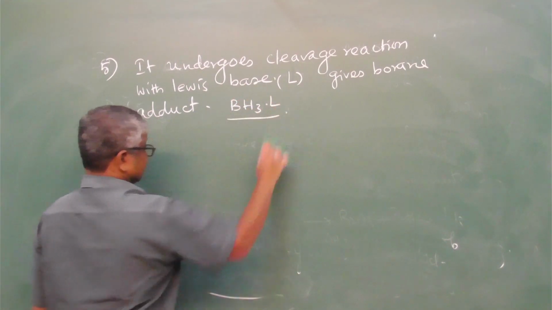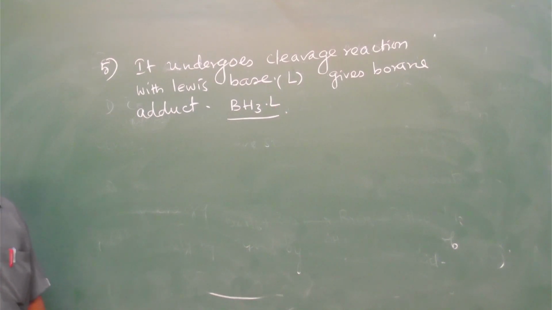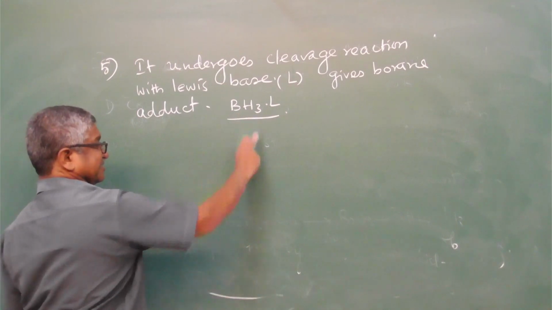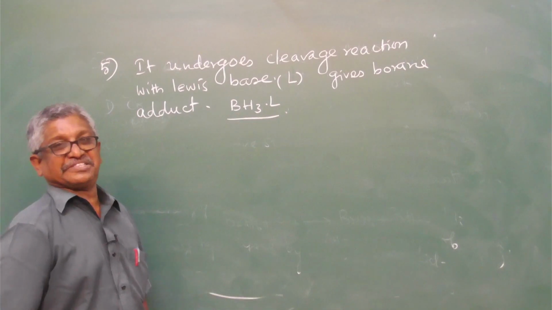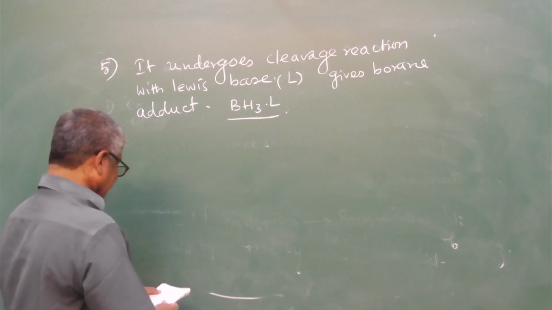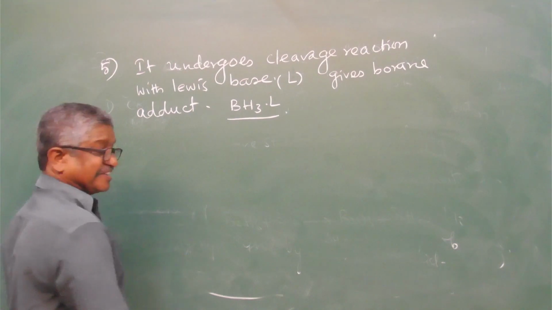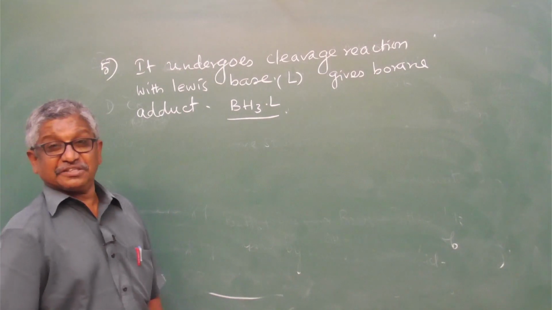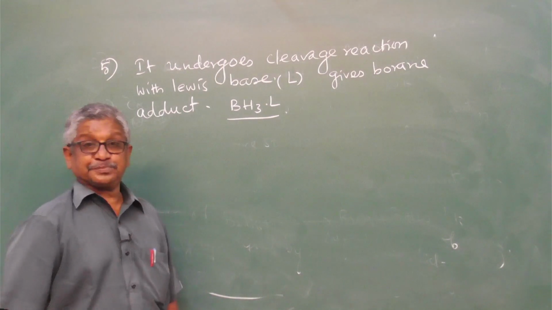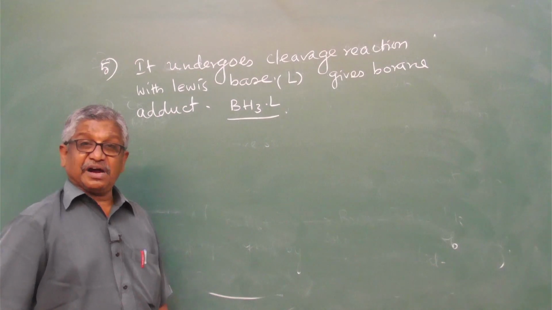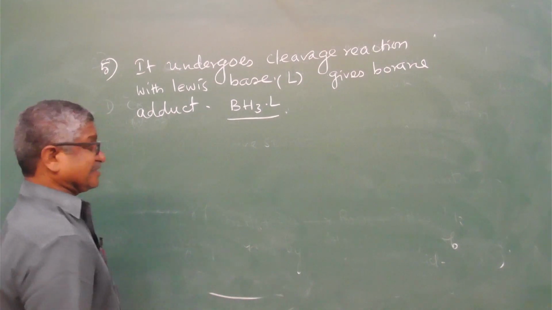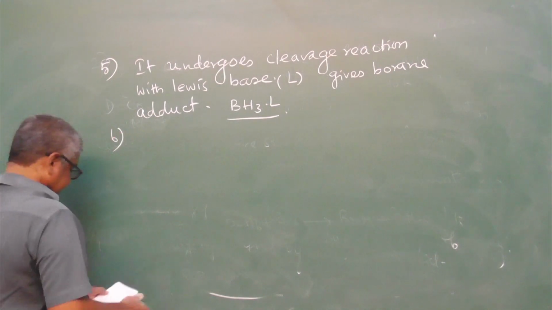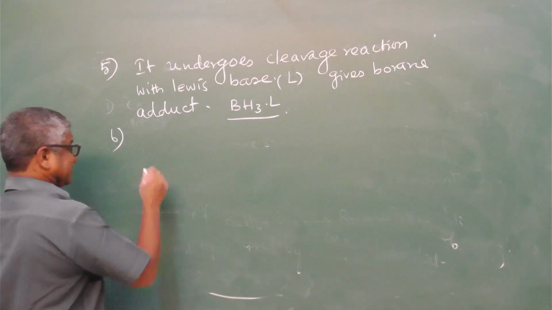BH3L. B2H6 is two BH3. One BH3 is replaced by the Lewis base and forms the adduct. Adduct means addition product: addition, first 3 letters; product, last 3 letters, is called adduct. 6. It reacts with NH3.